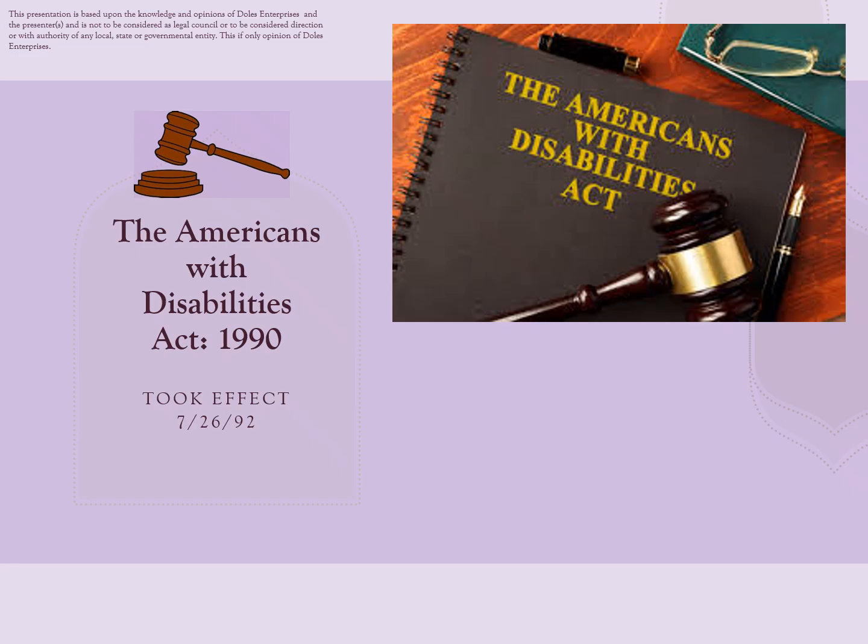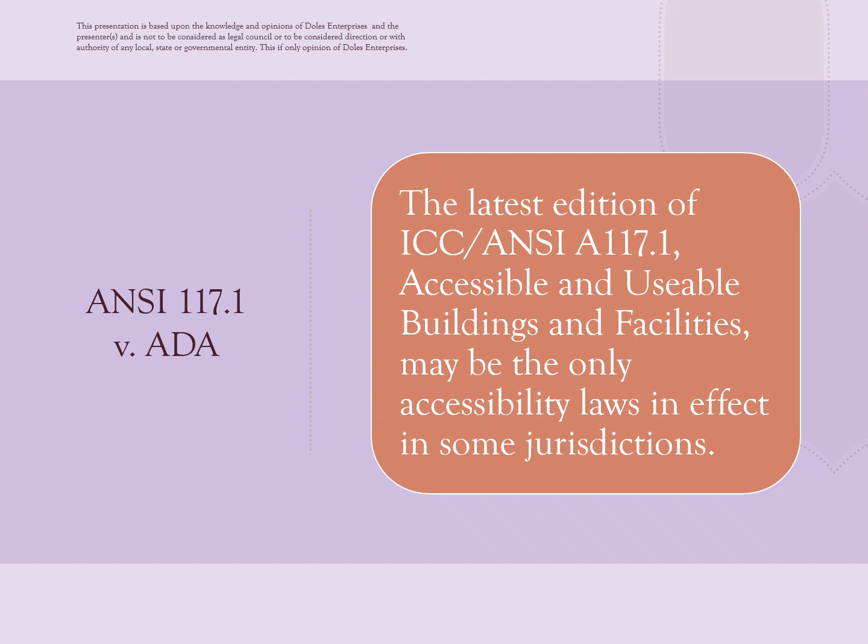In 1990, Congress continued its intervention in both the private and public sectors on behalf of disabled persons with its adoption of the wide-ranging Americans with Disabilities Act. This act covers employment discrimination, public transportation, public accommodations, and telecommunications. The latest edition of ICC A117.1, Accessible and Usable Buildings and Facilities, may be the only accessibility law in effect in many jurisdictions. This does not negate the responsibility for compliance by the owner with the Americans with Disabilities Act.